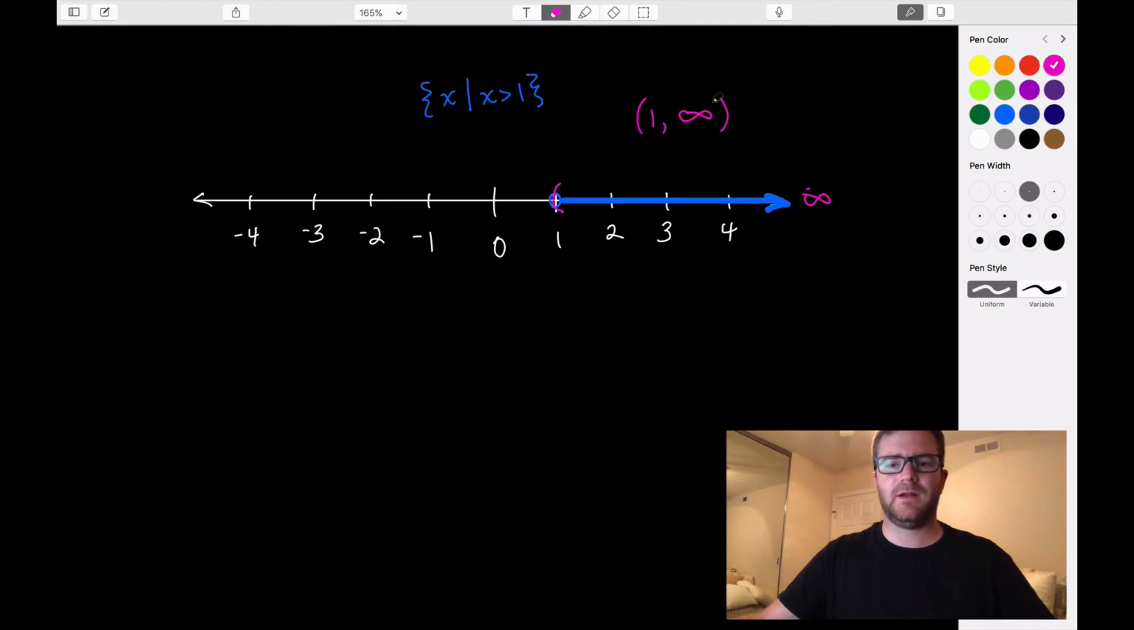Anytime you have an infinity or a negative infinity, it's always going to be using parentheses because that value is never going to be reached, right? We can't actually get to infinity, so we use parentheses because it can't be included.